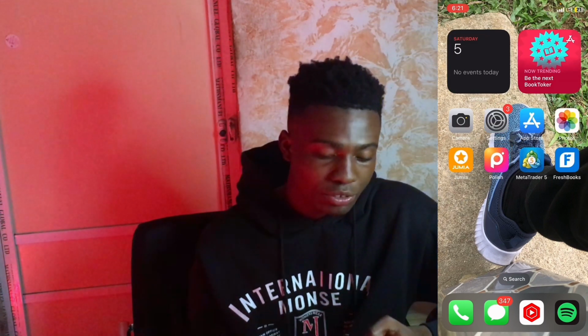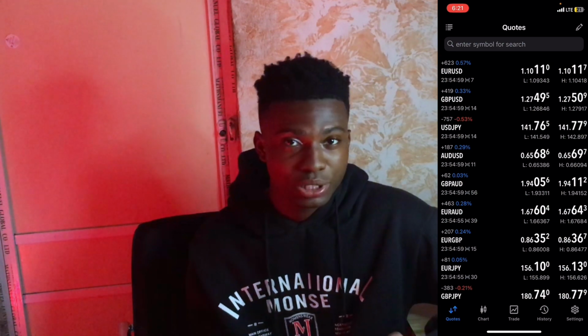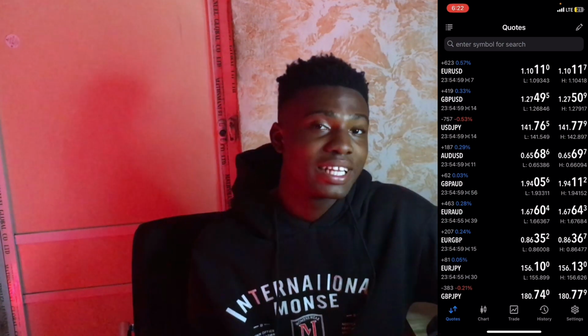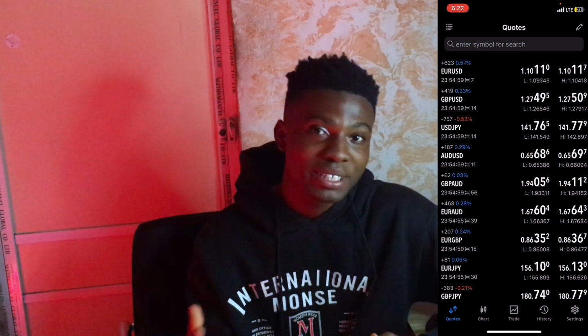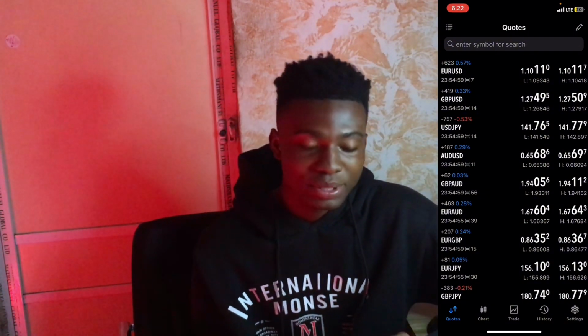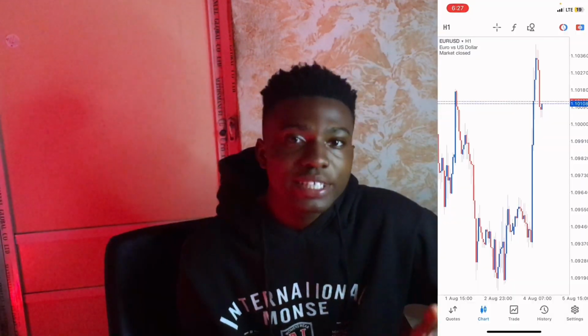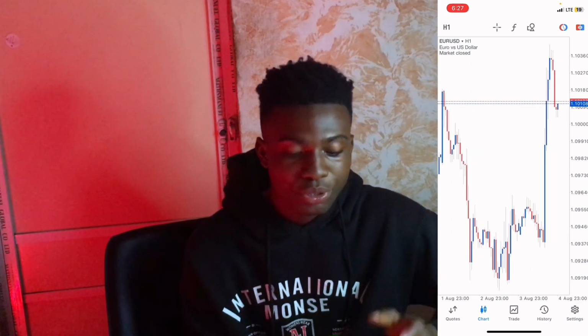Now, the first tip I'm going to give to any trader is to use the MetaTrader 5 app instead of MetaTrader 4. If you're introduced to forex with MetaTrader 4, you enjoy using MetaTrader 4, but the one with the best experience is actually MetaTrader 5. So currently the pair I'm looking at right now is Euro USD.